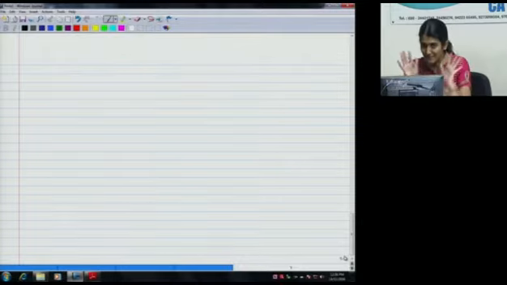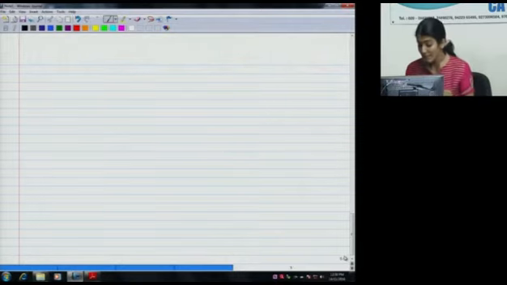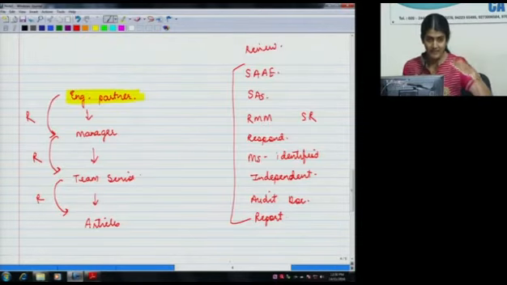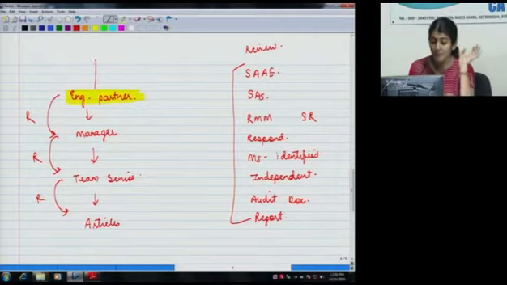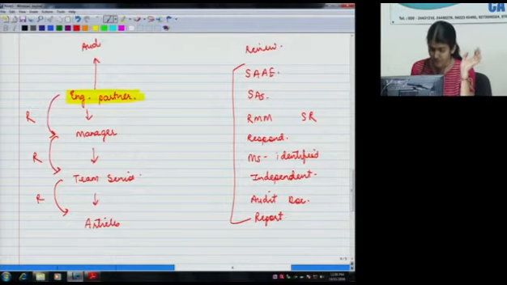Once, overall, whether everything is okay or not. Similarly, over here, the articles have done the work, the team senior has done the review, the manager has done the checking, and now the partner is going to sign the report.